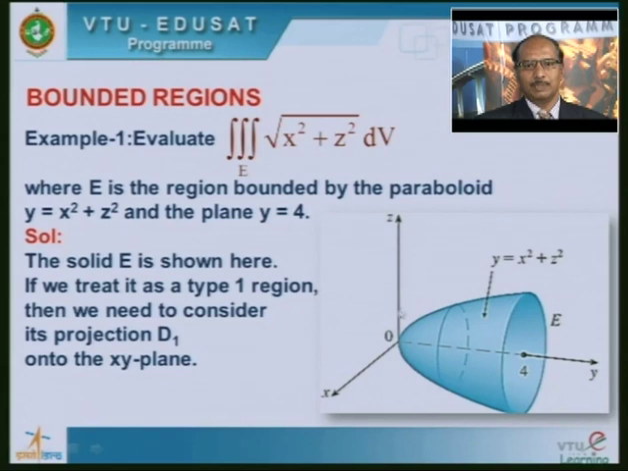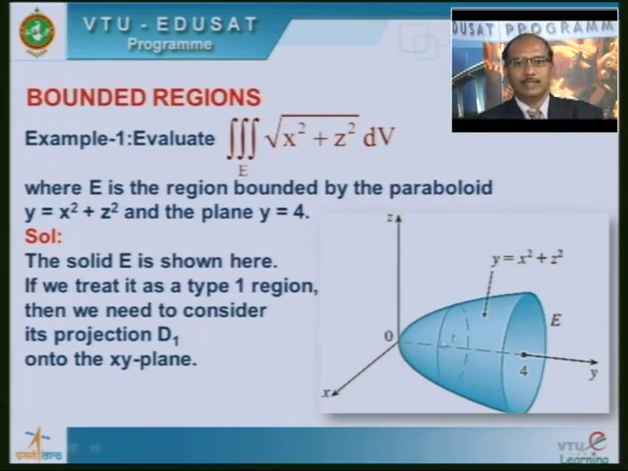See the paraboloid picture is here. It is taken on the y axis because y is equal to x square plus z square. Similarly, there are other paraboloids. x is equal to y square plus z square is taken on the x axis. z is equal to x square plus y square is on the z axis. So, easily you can recognize them.